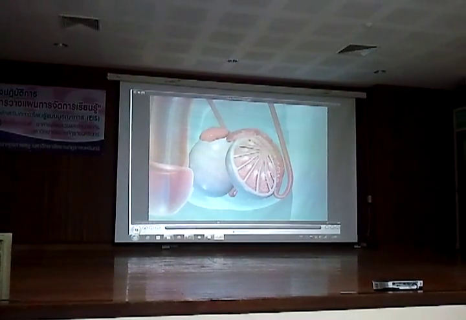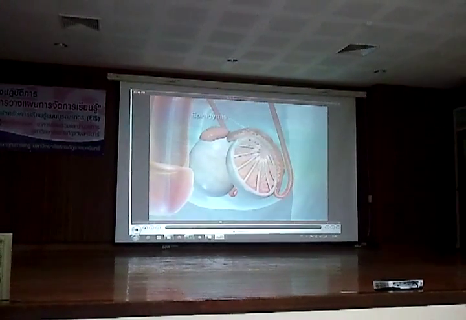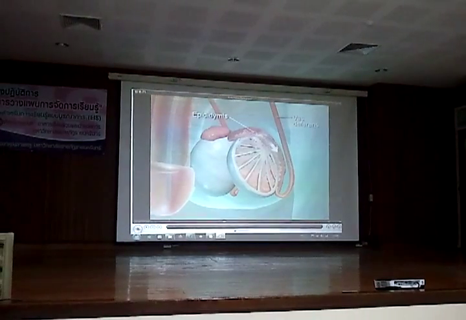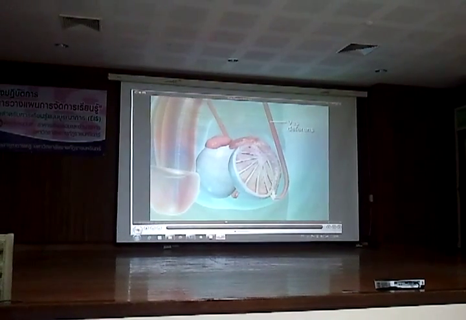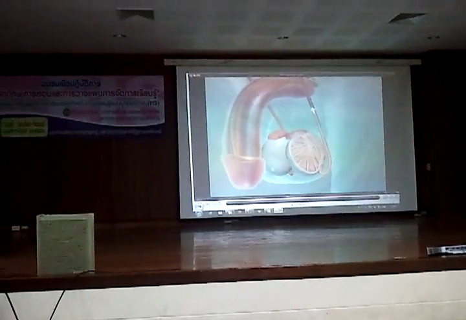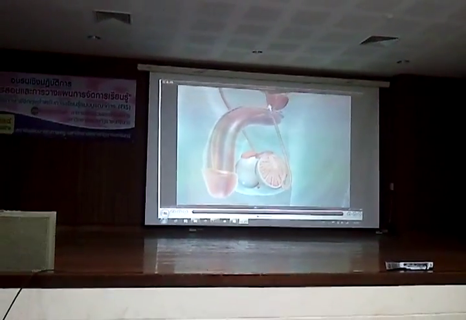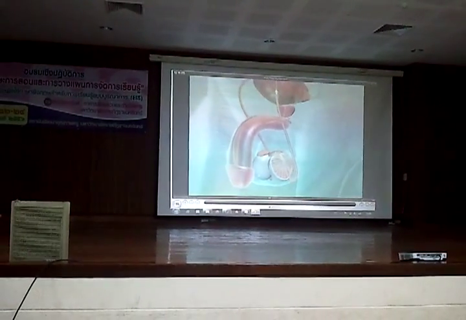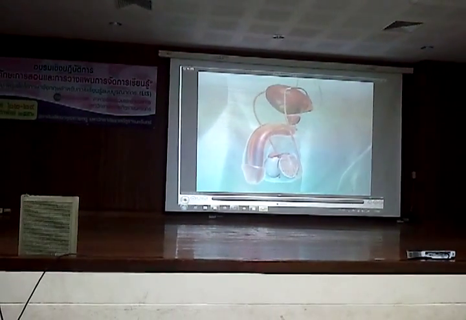The sperm moves out of the tubules into the epididymis and then into the vas deferens. The vas deferens carry the sperm upward into the body cavity. After the sperm leaves the vas deferens through the ejaculatory ducts, they pass the openings of the seminal vesicles.